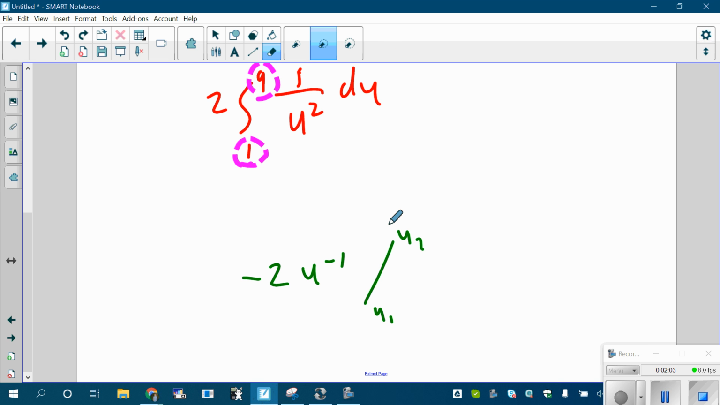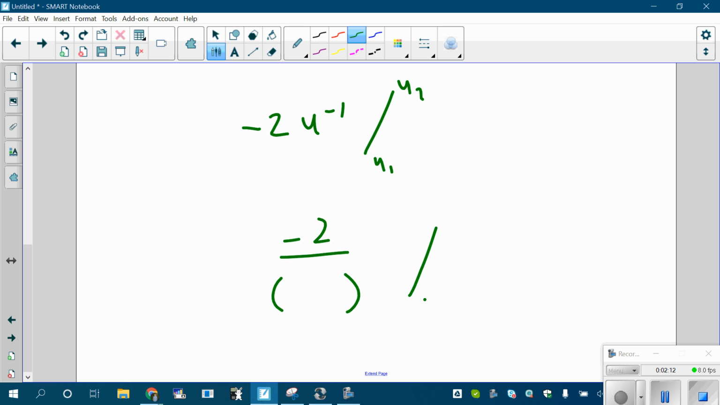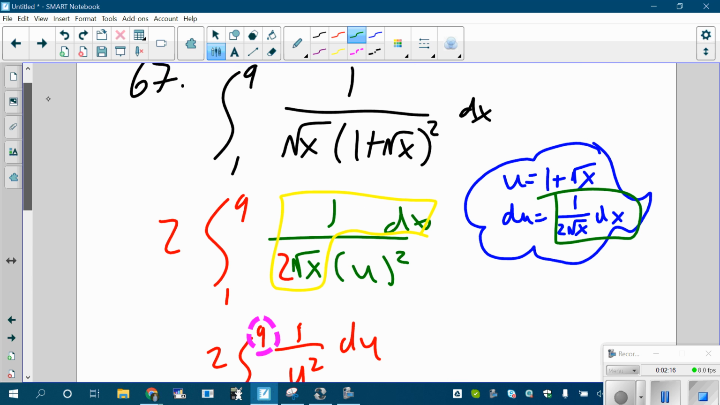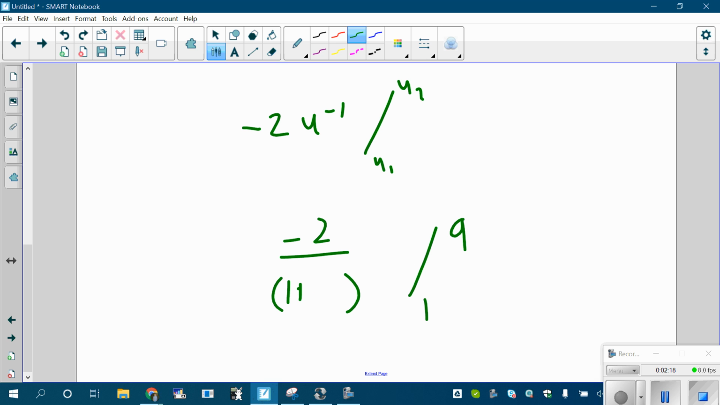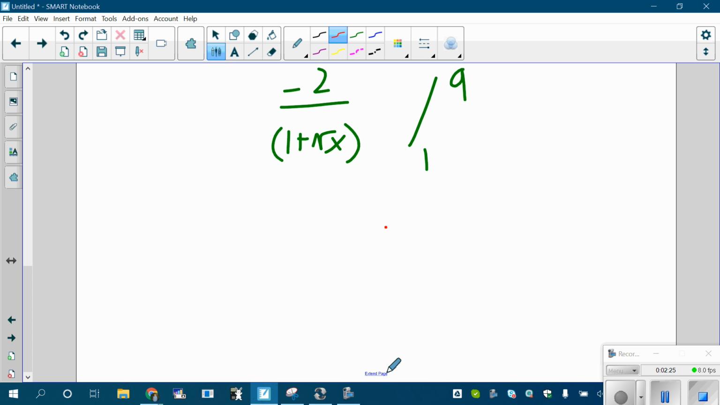Again, I need to switch it back to x's before I plug in the 1 and the 9. But now I'm here. Here's my antiderivative. Evaluate it from 1 to 9. And then I need to go back up here and say, oh, I called u 1 plus square root of x. So here's my antiderivative. And now I'm ready to just plug in 9 and subtract what I get when I plug in 1. I'll do that real quick.